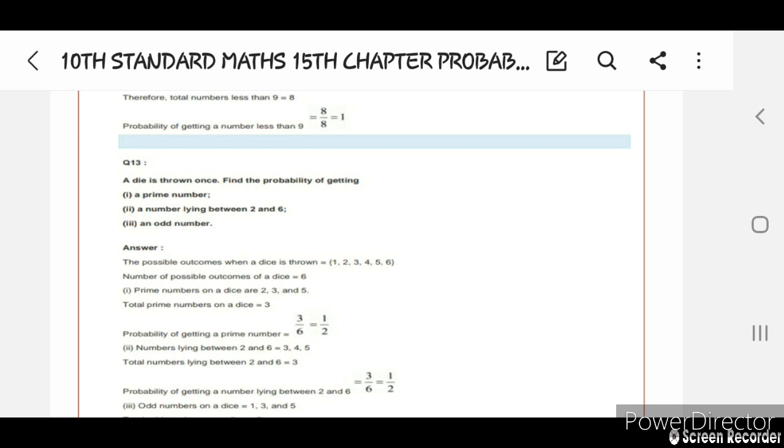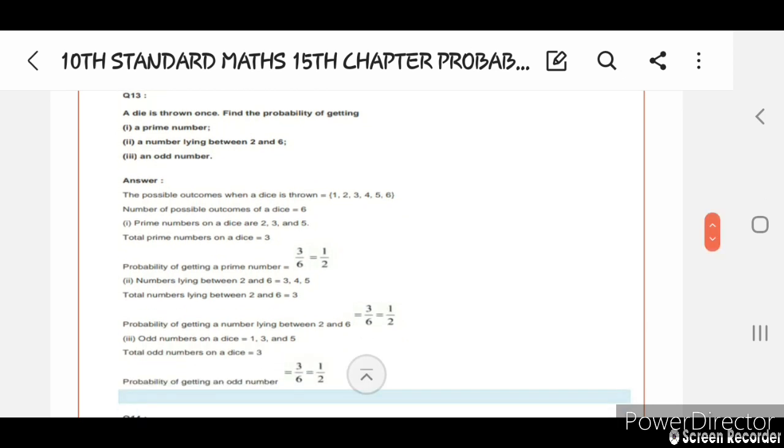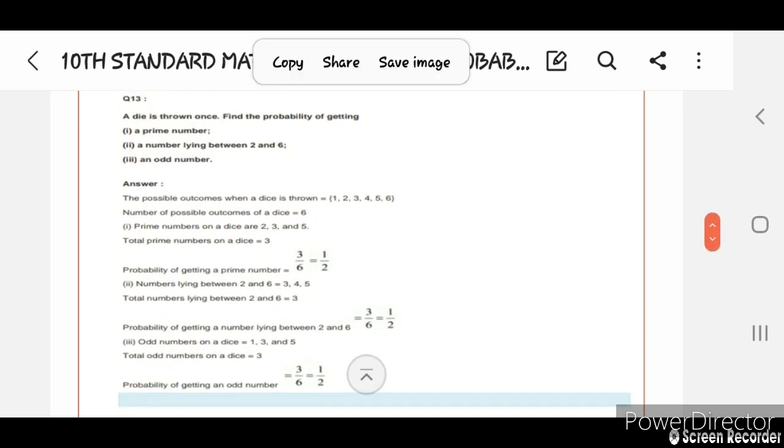So what are the prime numbers on the die? They are 2, 3, 5. 3 prime numbers on the die. Therefore 3 by 6, which is equal to 1 by 2. So therefore 1 by 2 is the probability of getting a prime number on that die. Simple. The questions are very easy. Think correctly, that's all.